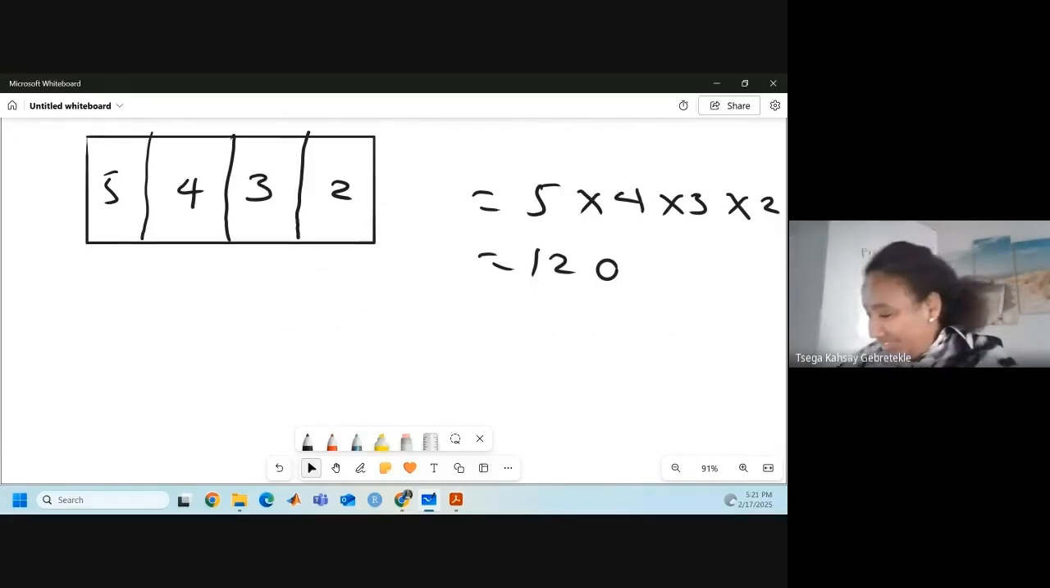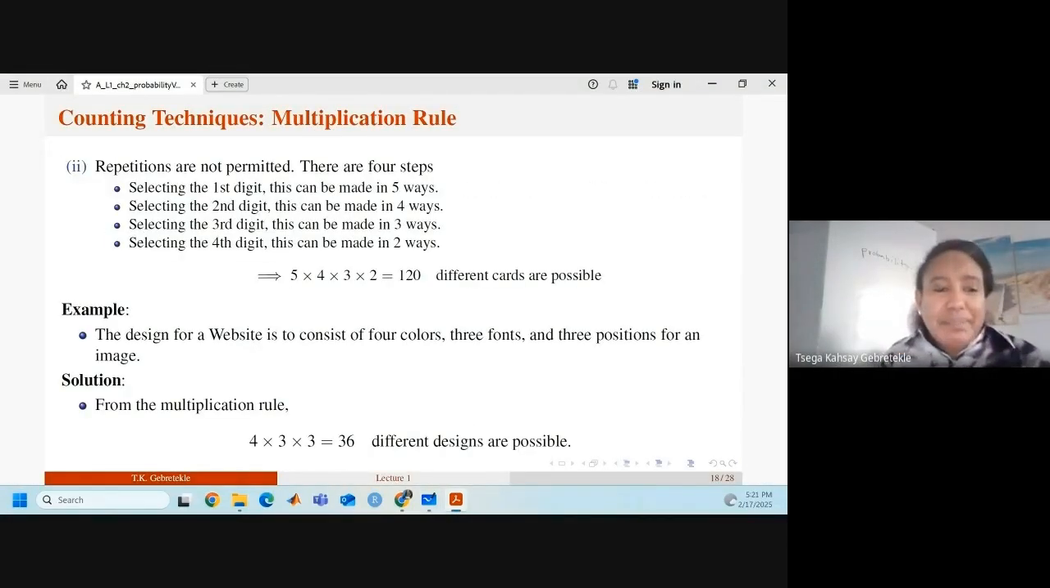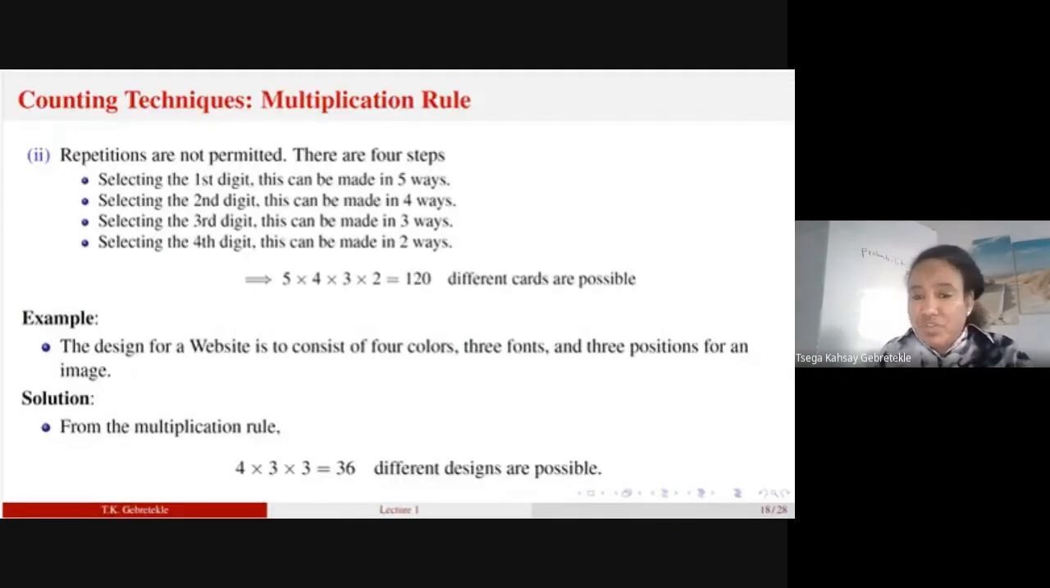Okay, let's continue. Another example: a design for a website is to consist of 4 colors, 3 fonts, and 3 positions. Then how many different ways? Because there are 4 colors, 3 fonts, and 3 positions, so 4 times 3 times 3 is 36.